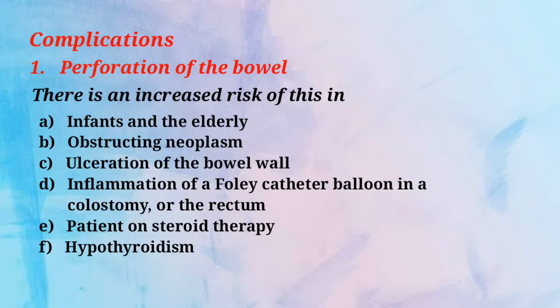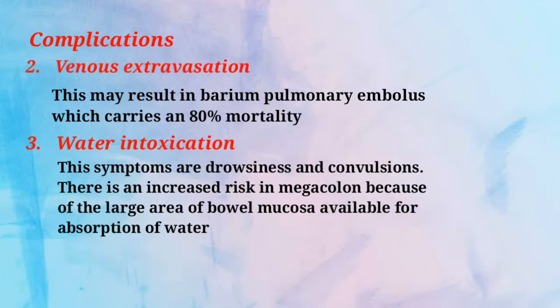Complications. Perforation of the bowel. There is an increased risk of this in infants and the elderly. Obstructing neoplasm, ulceration of the bowel wall, inflation of a Foley catheter balloon in a colostomy or the rectum. Patient on steroid therapy, hypothyroidism, venous extravasation. This may result in a barium pulmonary embolus, which carries an 80% mortality.